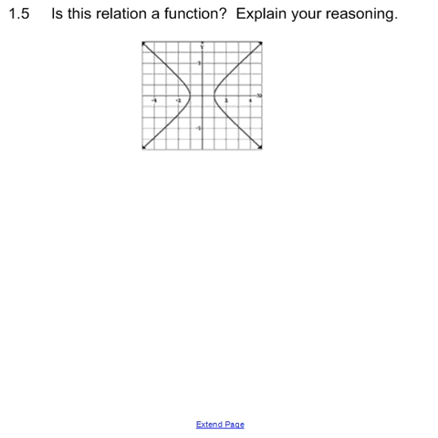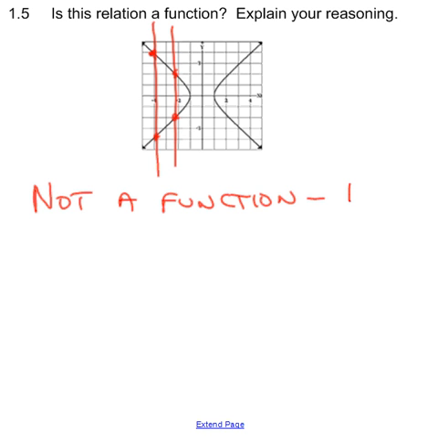If we look at the next example, same idea. We start drawing vertical lines, and you see how they hit the graph twice. Each one of them hits it twice. And so that means it's not a function. And the reason it's not a function is because it does not pass the vertical line test.